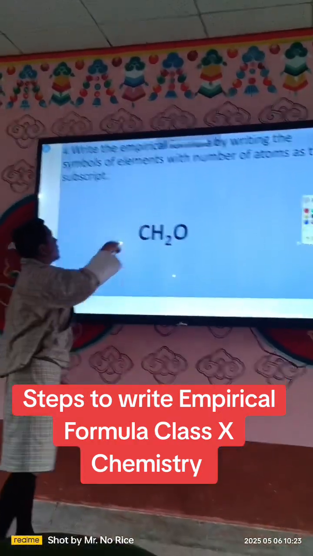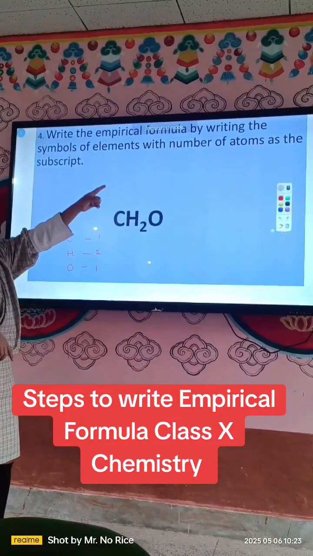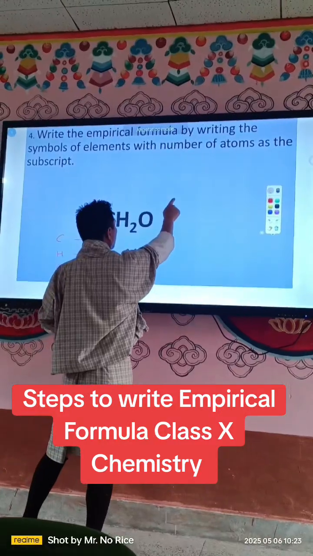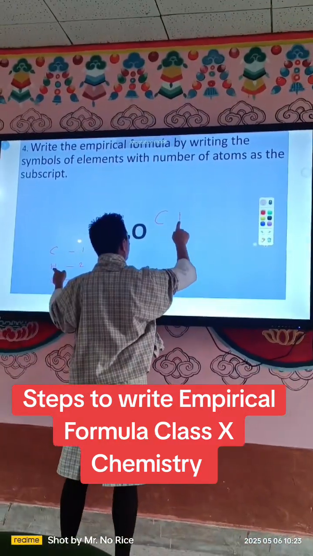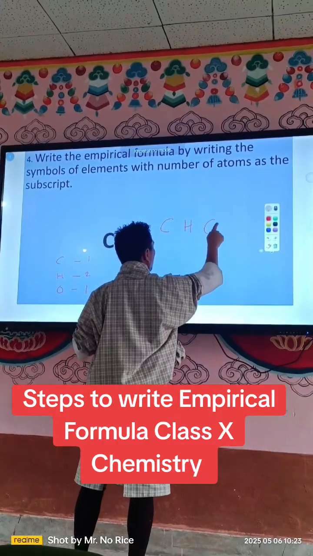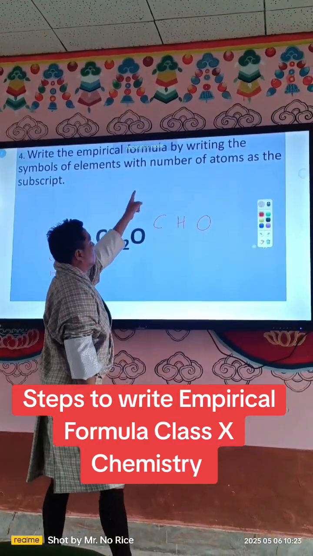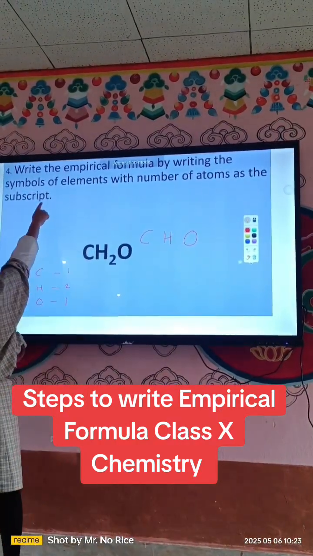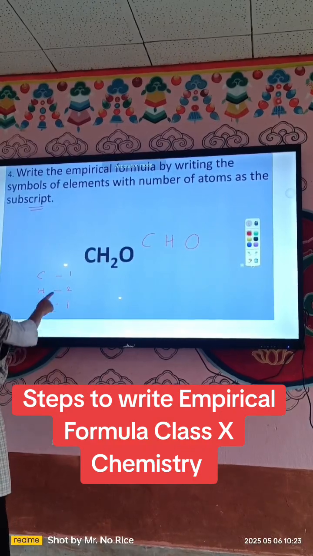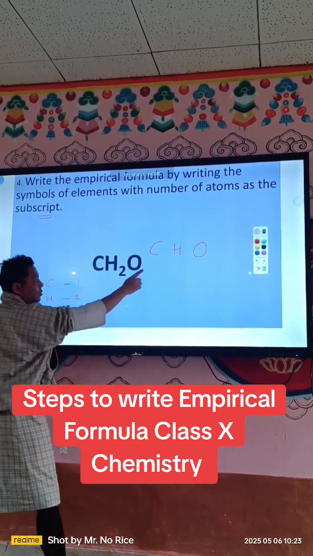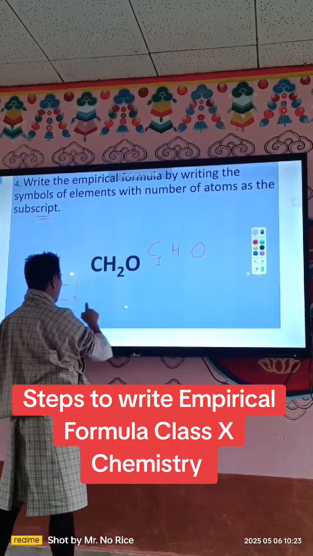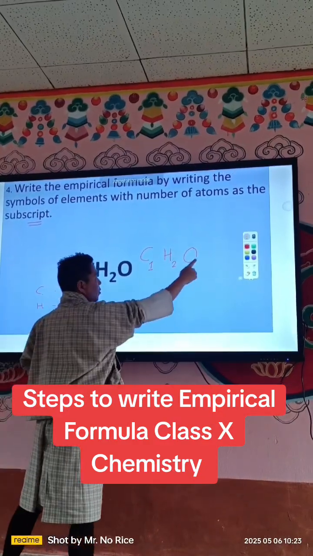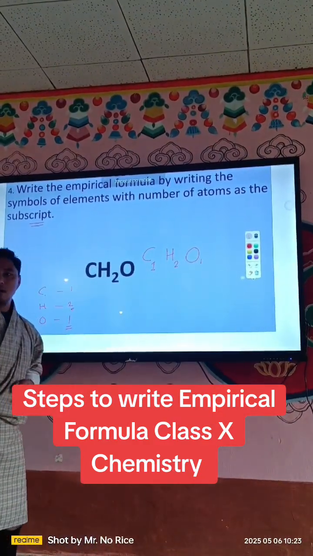So in the final step, you write down the empirical formula by writing the symbols of the elements. I am going to write the symbols: C, H, then O. After writing the symbols, you write down the number of atoms as subscripts. How many carbon? 1, so as a subscript, 1. How many hydrogen? 2. And how many oxygen? 1. So this is your empirical formula.